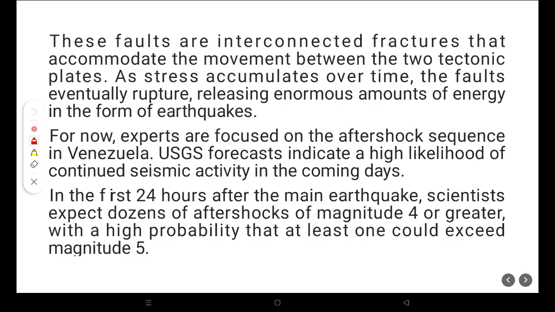So this is the main consequence now. This is why scientists have been worried. There will be dozens of aftershock earthquakes. If such earthquakes come, it will make the matter more serious. The consequences will be more devastating.